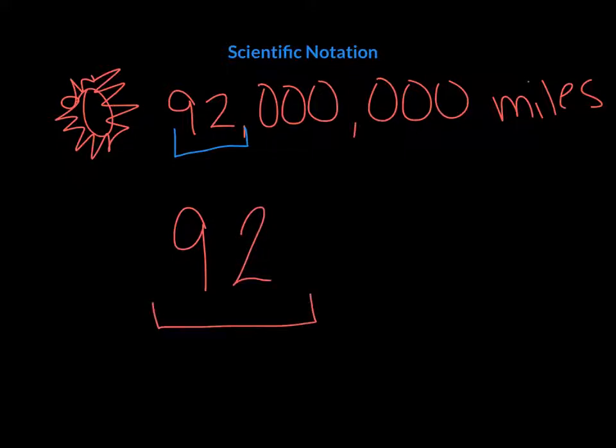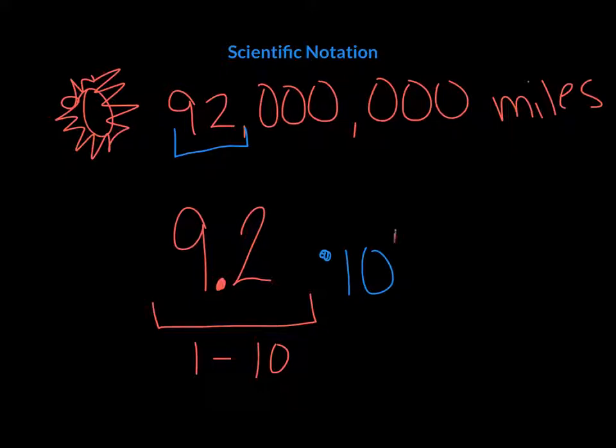The first rule is this number here has to be between 1 and 10. So if I put a decimal place right there between the 9 and the 2, that makes it 9.2, which is then in between 1 and 10, so it passes their rule. Next up in scientific notation, you write times 10, and that is always times 10. It's not going to be any other number.